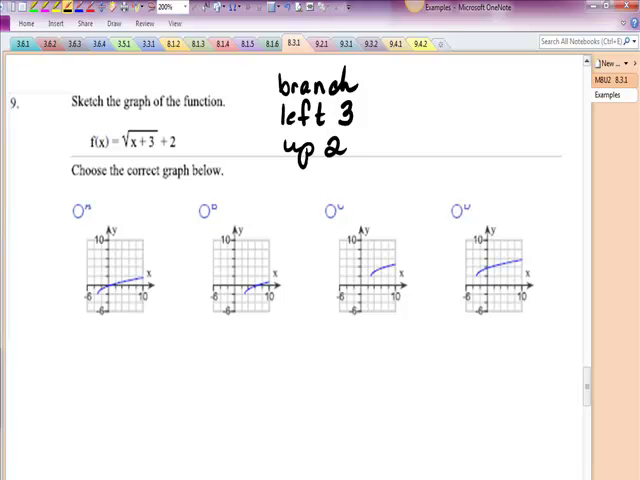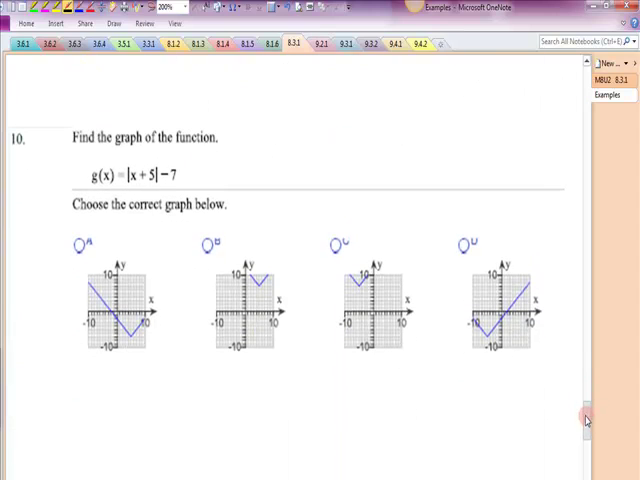All right, so I'm looking for a branch that has shifted left 3, but up 2. Left 3, up 2. If you're counting by 2s, this is it. Number 10, absolute value. That means it's a V shape. Inside +5 means left 5. Outside -7 means down 7. So you're looking for a V that has shifted left 5 and down 7. And it will be this one.